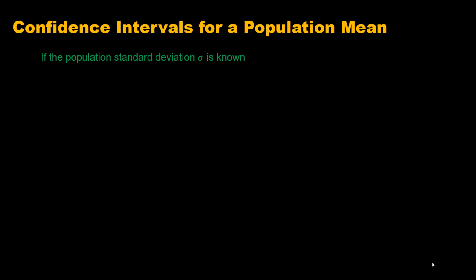If the population standard deviation sigma is known, what is the confidence interval? Can you remember? Yes, it is x bar plus or minus z star sigma over root n. So x bar is the sample average, sigma is the population standard deviation, n is the sample size, z star is the critical value. How do we find the z star?